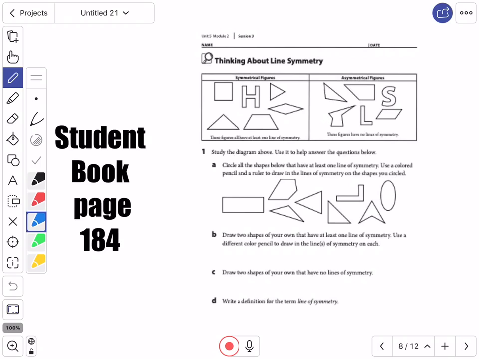Okay, I want you to open up your student book to page 184. Go ahead and take out a pencil. Okay, give you a little bit of time to do that.